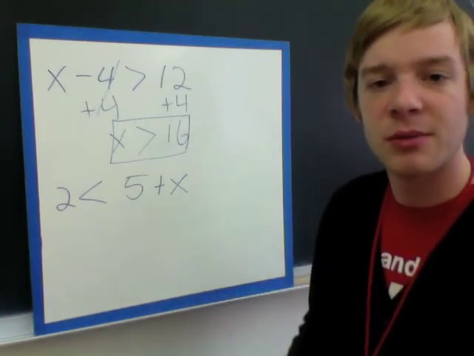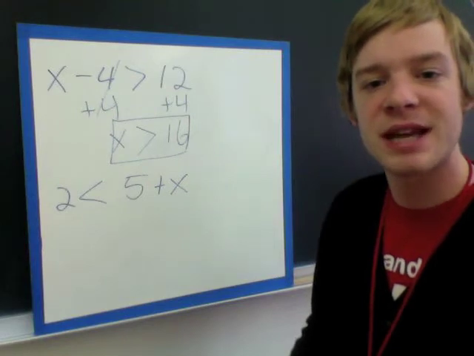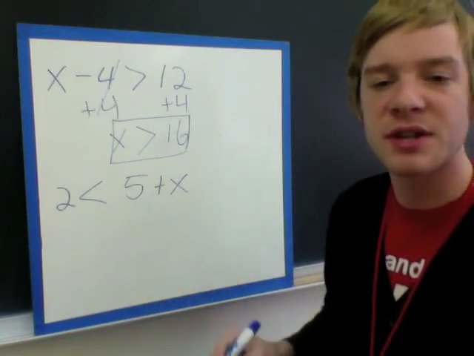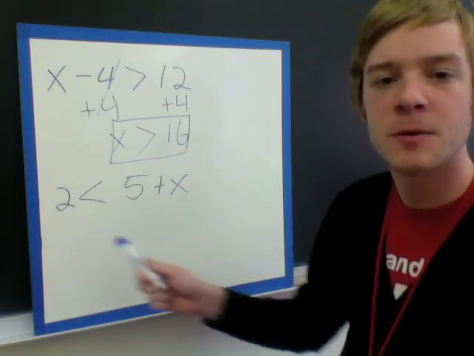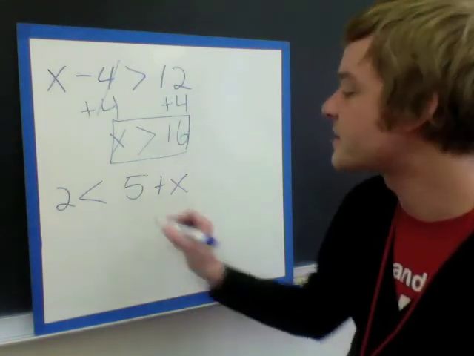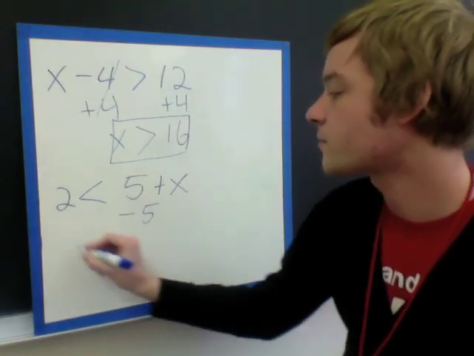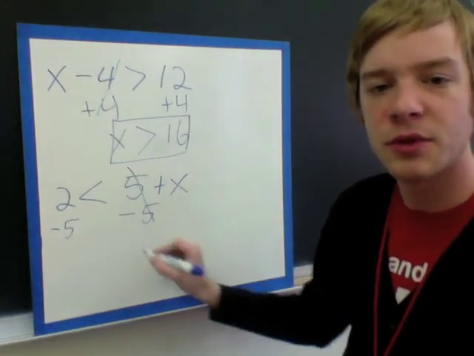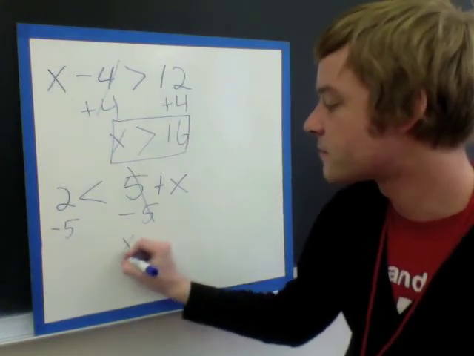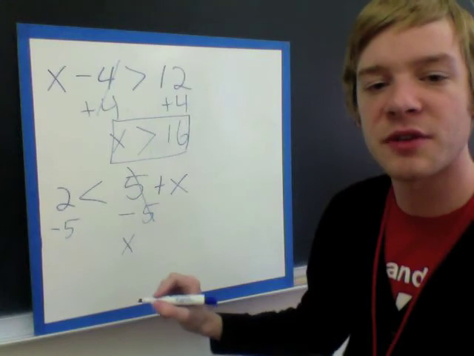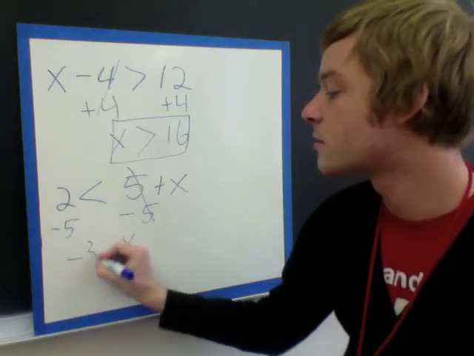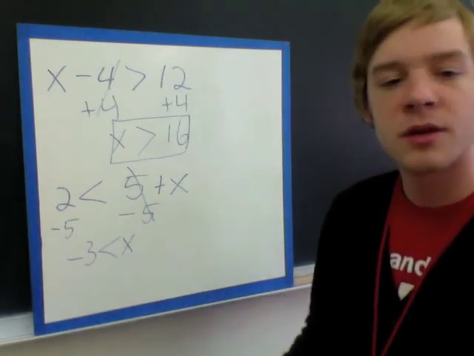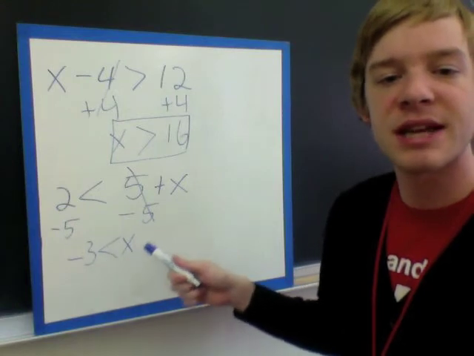Here for the second problem, we have 2 is less than 5 plus x. So I want to cancel out this 5 that's on the right side over here in order to get the x by itself. So I'm going to subtract 5 from both sides. These cancel. We just have x on the right side. And then 2 minus 5 will give us negative 3. Once again, we just bring down our sign. So we see that negative 3 is less than x.